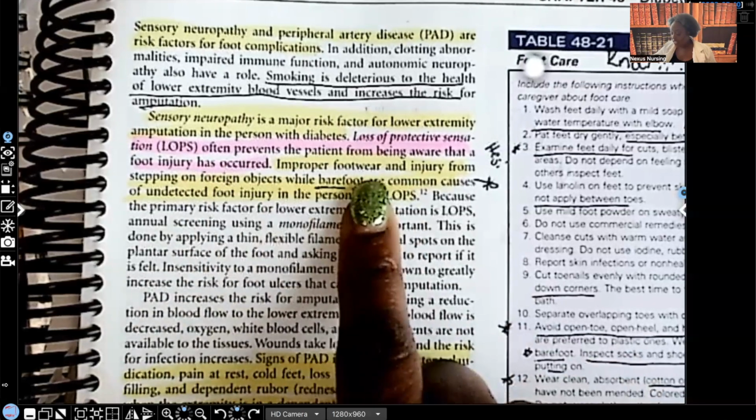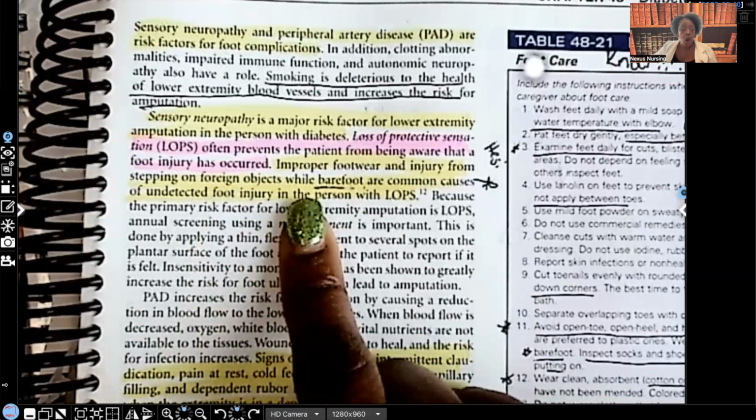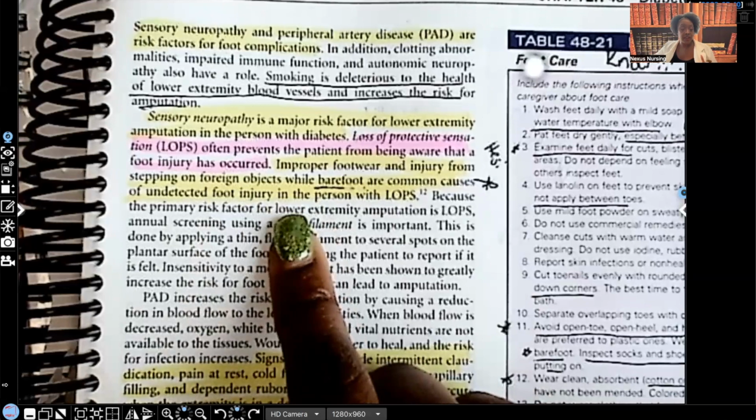Improper footwear and injury from stepping on foreign objects while barefoot are common causes of undetected foot injury in the person with loss of protective sensation. And that's why we teach a patient to never go barefoot. They always have to protect their feet. They always have to wear well-fitting shoes. Do not go barefoot. That is a very important teaching for the diabetic patient.